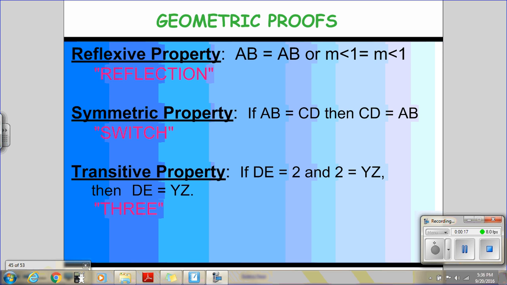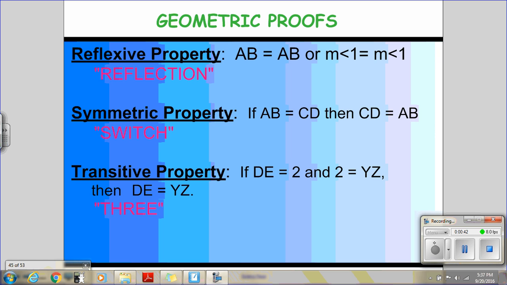We're going to use the reflexive property again, which is also known as the reflection property. What is on the left of the equal sign should be identical to what is on the right, and that's the reflexive property. We'll also use the symmetric property. Again, that's also known as the switch property. If AB equals CD, then you can flip it around and say CD is equal to AB.